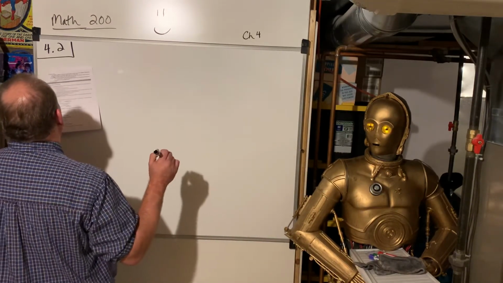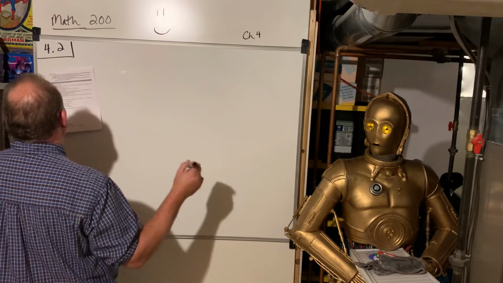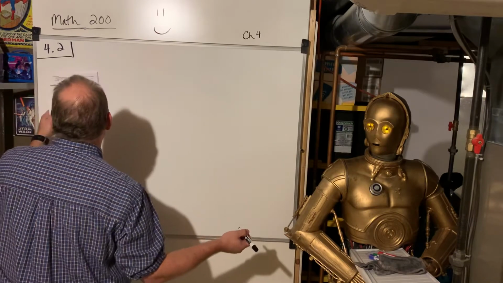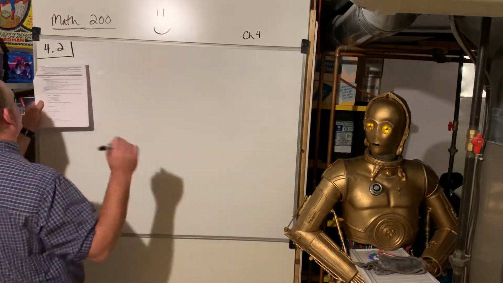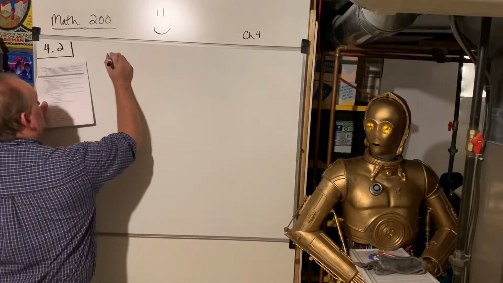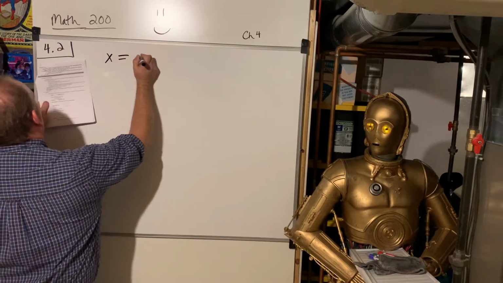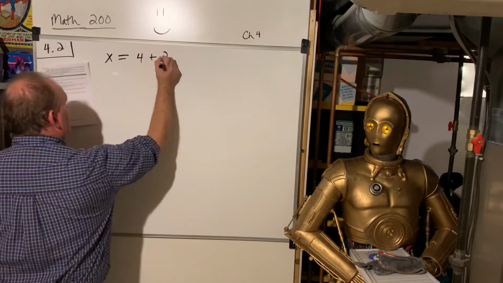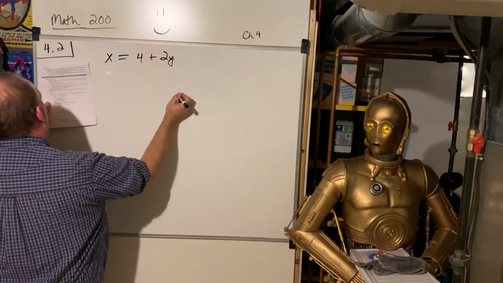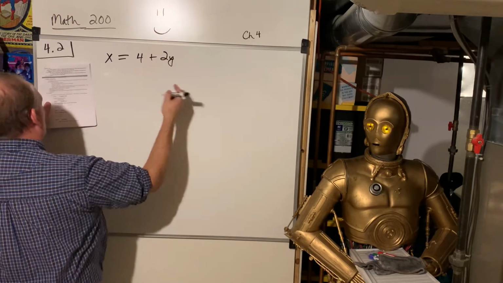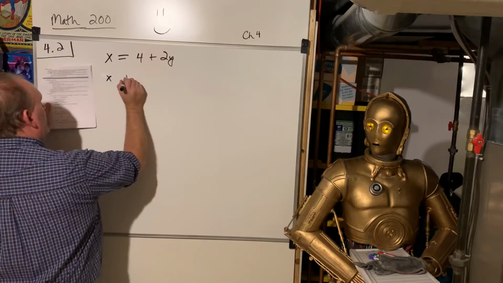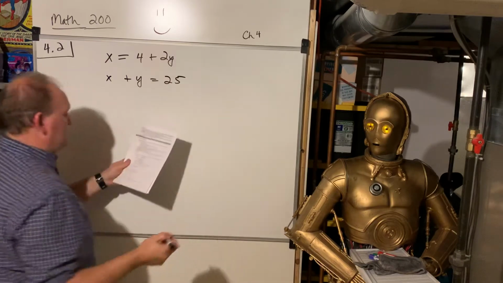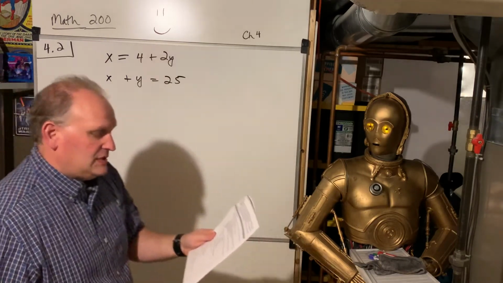One number is 4 more than twice the second. Their total is 25. So if it's one number is 4 more, so plus 4, twice the second. And then it also says their total is, so that's x plus y, is equal to 25. All right, so there's our system of equations.